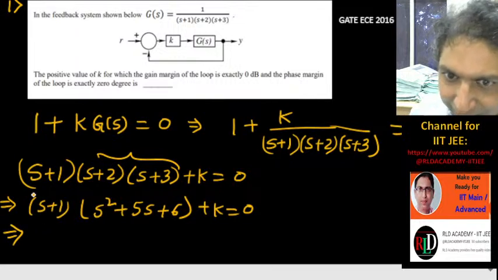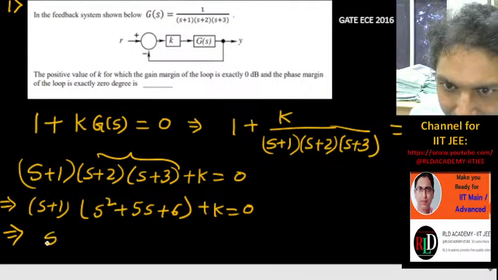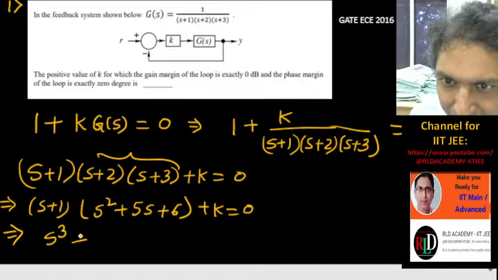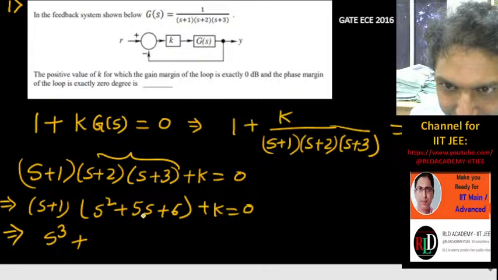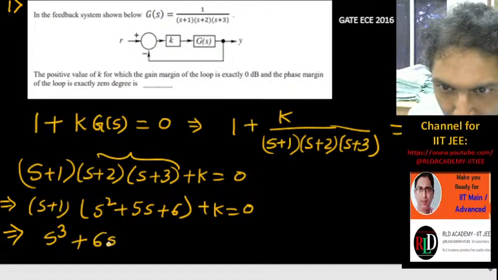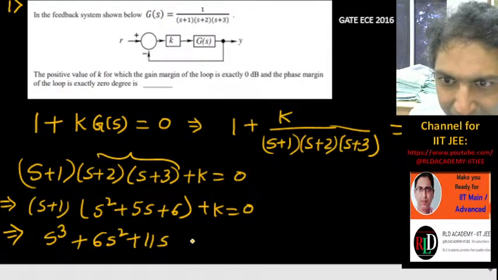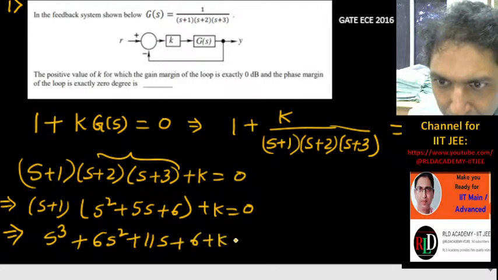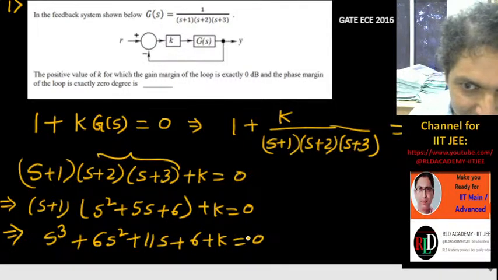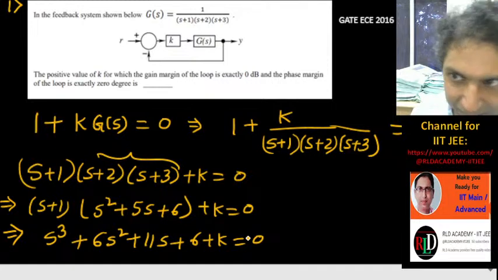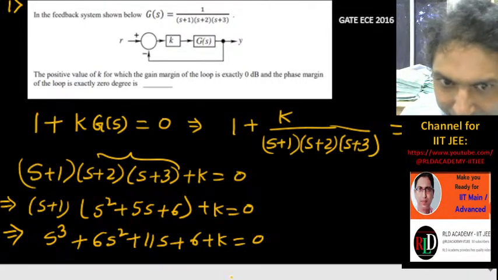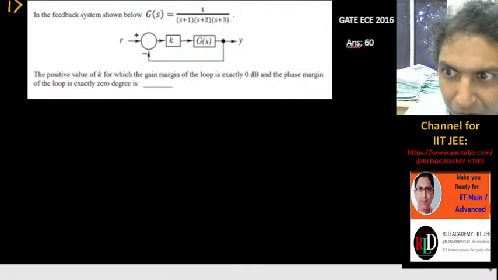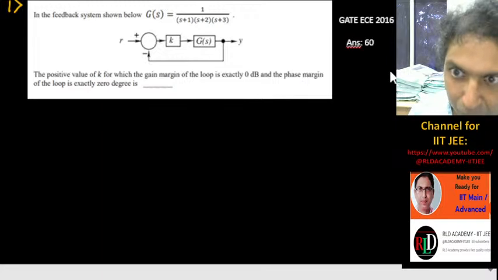So I will multiply S plus 1 again with this one. What will I get? S into S square is S cube. Then 5S square plus 6S square, so this will be S square plus 5S square, it's 6S square. Then 5S plus 6S, 11S, plus 6 plus K equals 0. Is it perfect? Right. Now you can see the answer, and we will proceed with it. We will work on that.